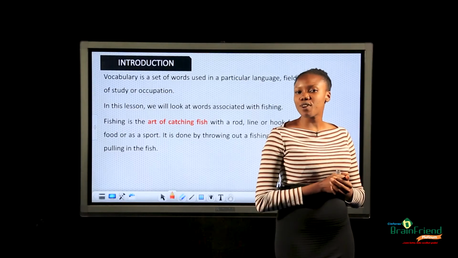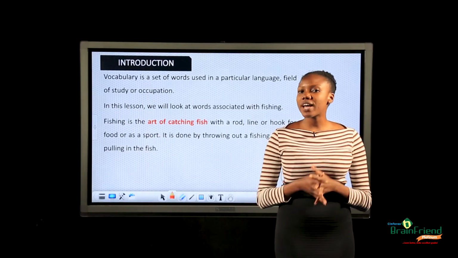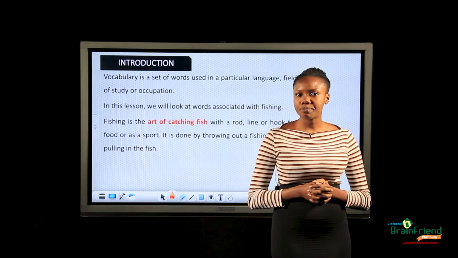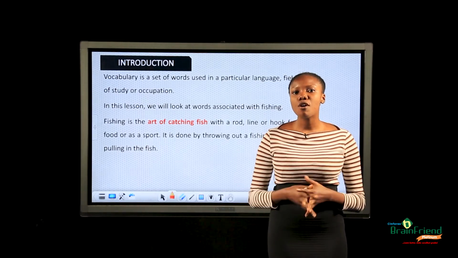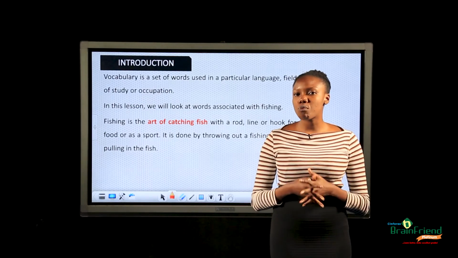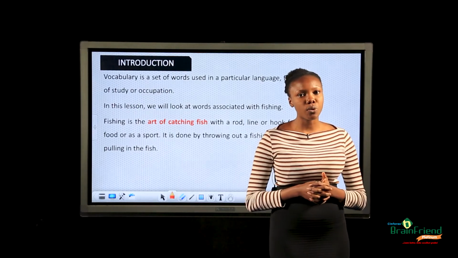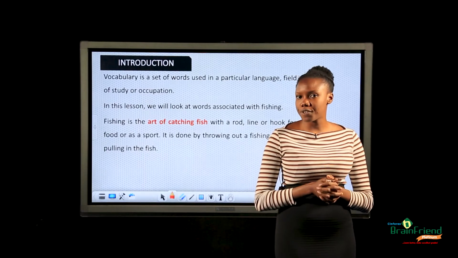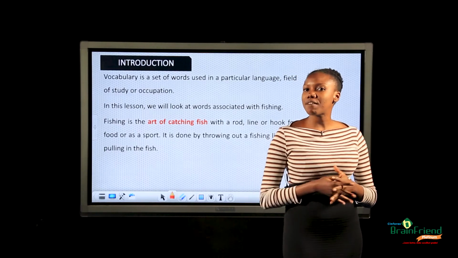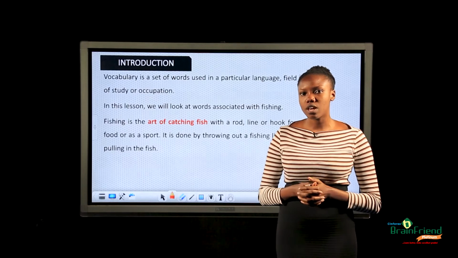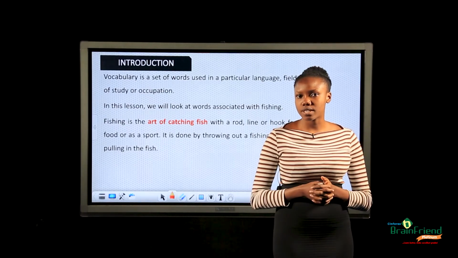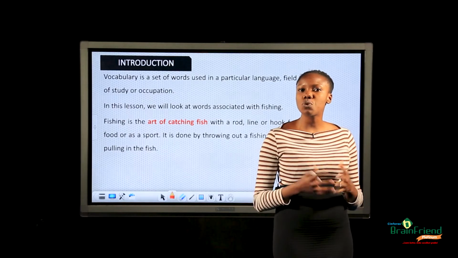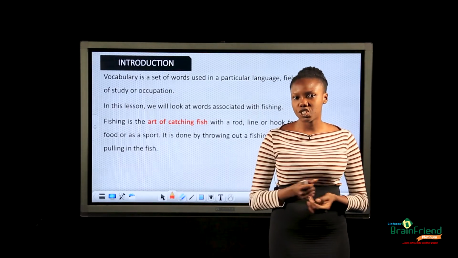Before we go on to the vocabulary of fishing, let's remind ourselves the meaning of vocabulary. Remember, in our previous class on vocabulary development, we said vocabulary is the set of words used in a particular language, occupation, or field of study. And remember that fishing is an occupation. Fishing is an act of catching fish with a fishing equipment. Now, let's go on to see words associated with fishing.